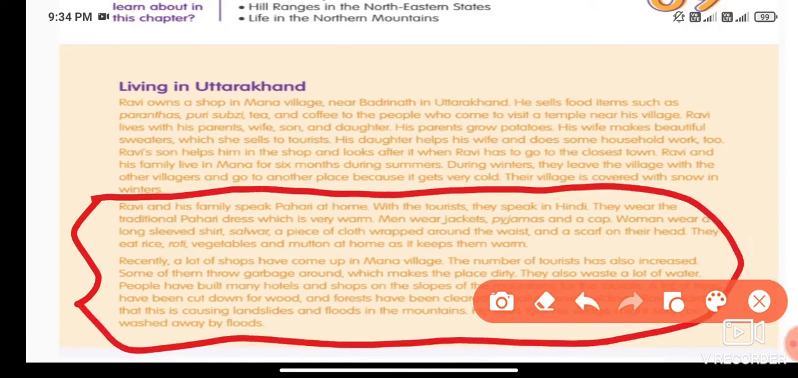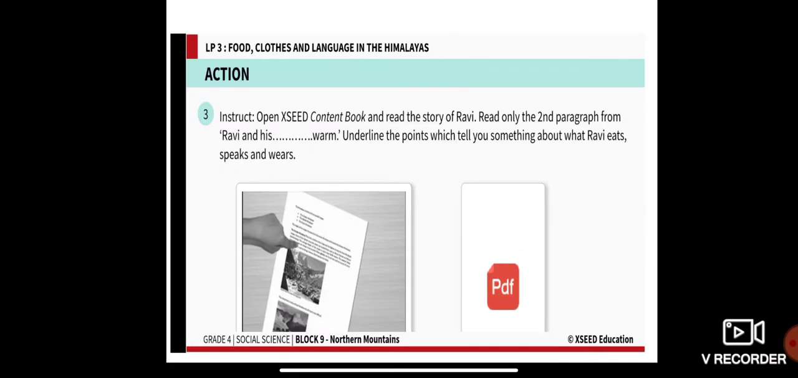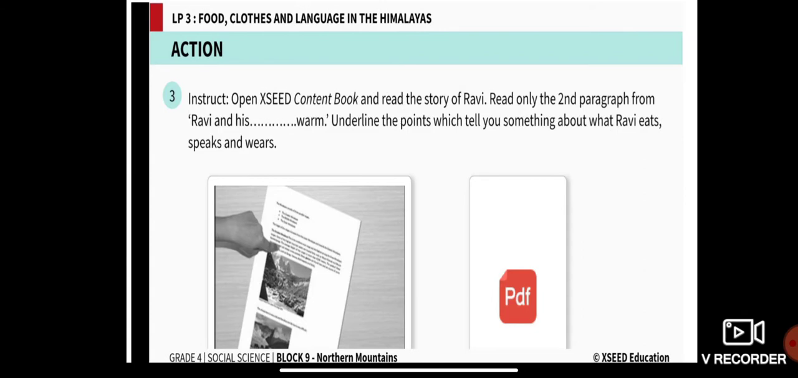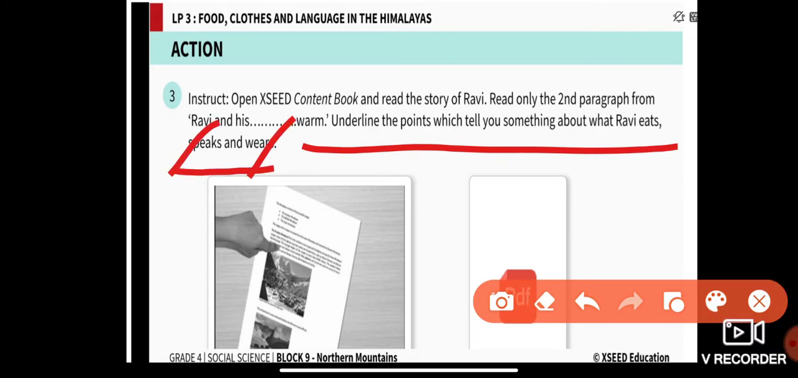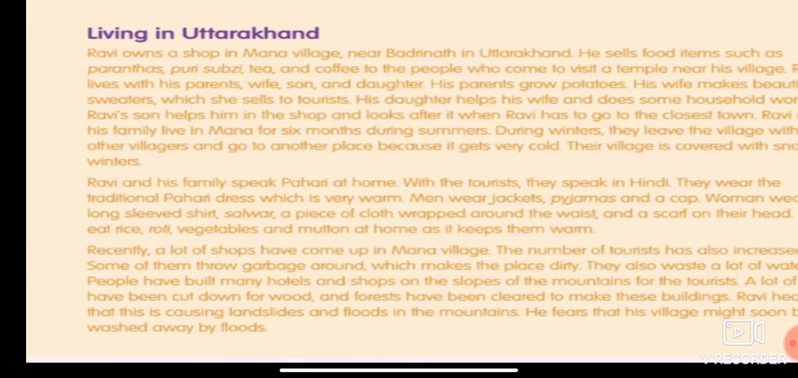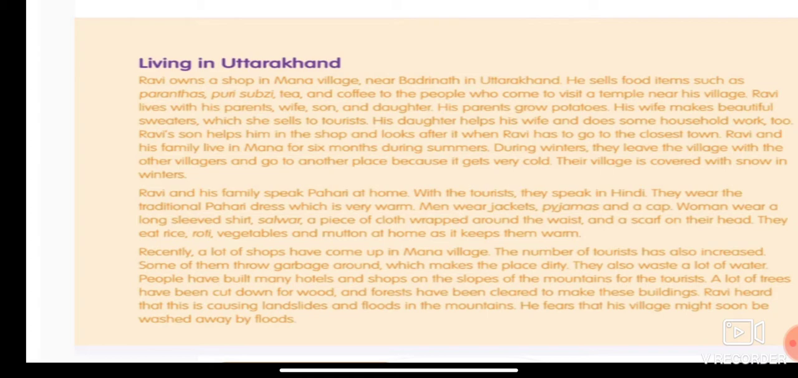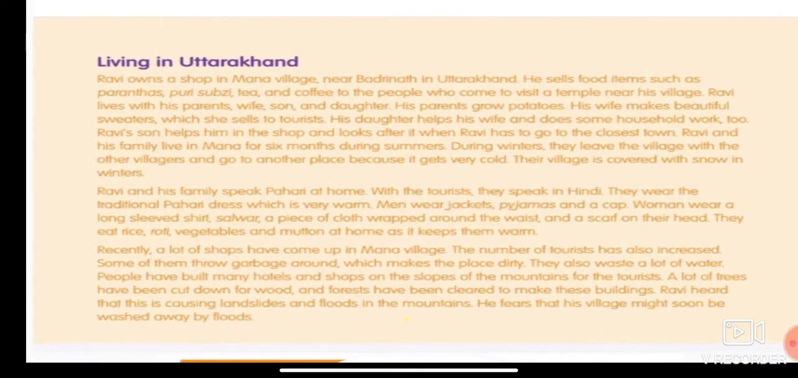After going through this passage, underline the points which tell you something about what Ravi eats, speaks, and wears. These are the three points. I hope you get it clear. You can even check from your textbook as well.